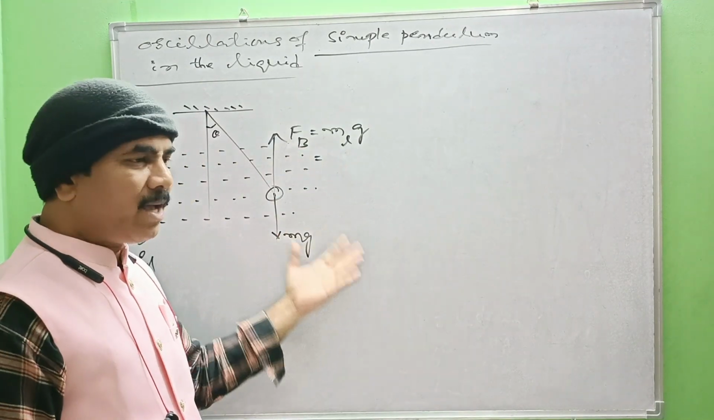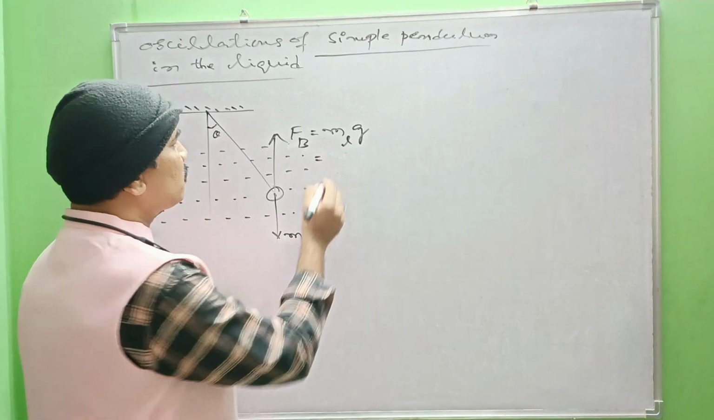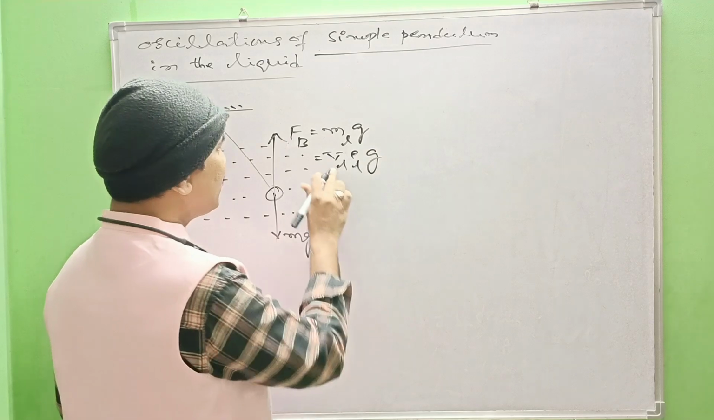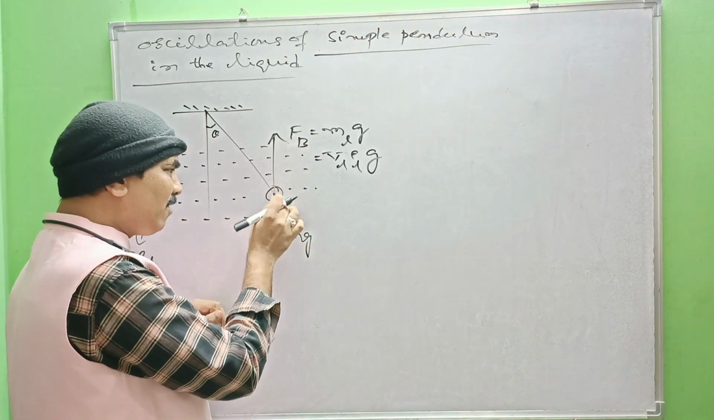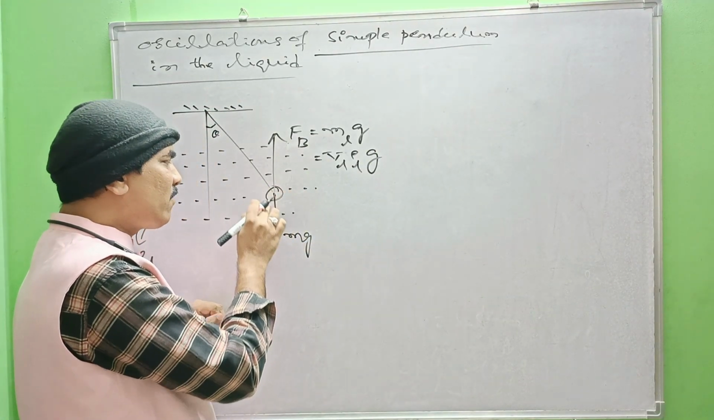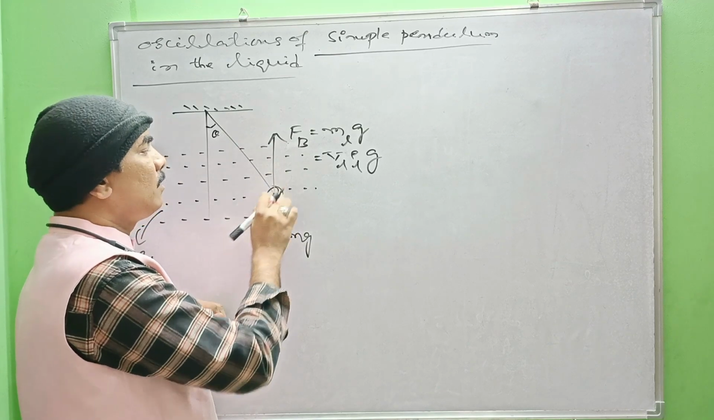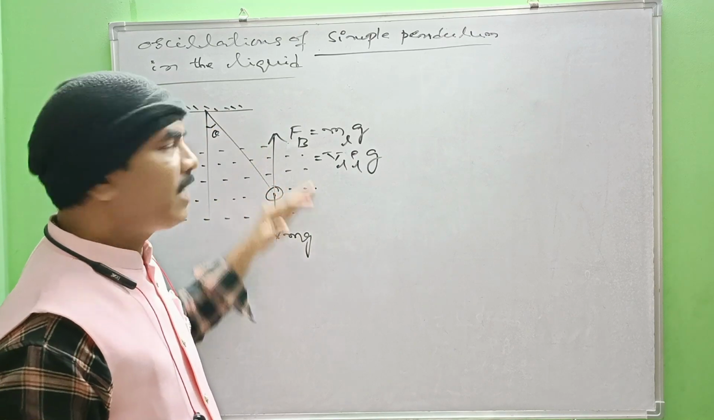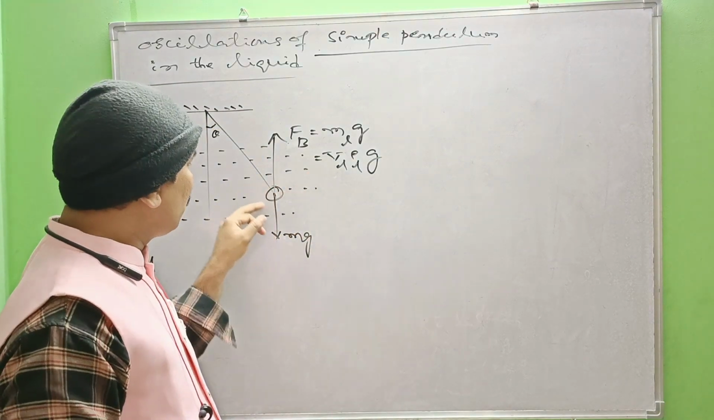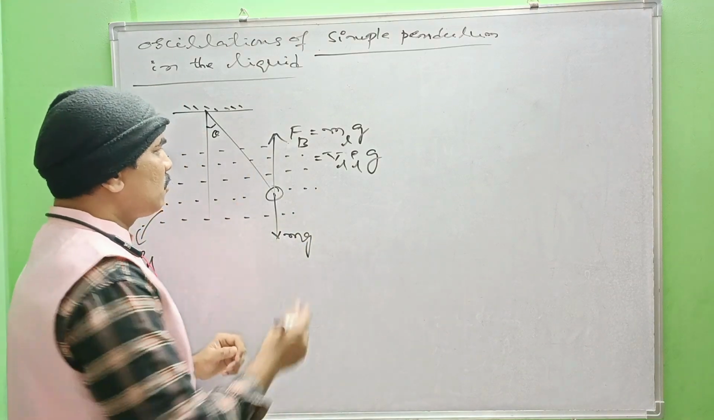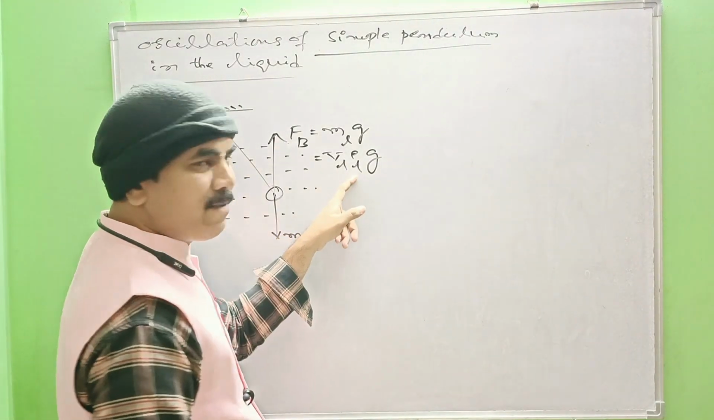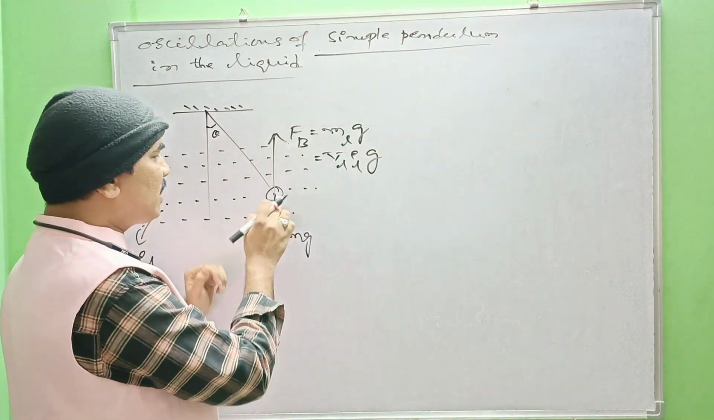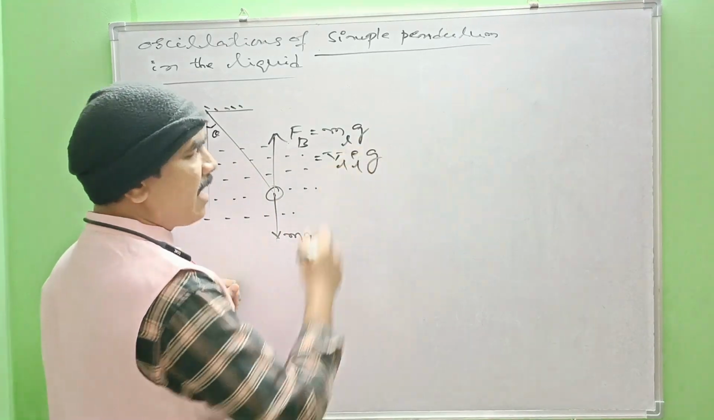Mass equals volume multiplied by density. So it is the volume of the liquid displaced by the bob into the density of the liquid into g. Here VL is the volume of the liquid displaced. It is the same as the volume of the bob, because the bob is completely immersed inside the liquid. So FB is VL rho L g, where rho L is the density of the liquid, VL is the volume of the liquid displaced, otherwise the volume of the bob, and g is the acceleration due to gravity.